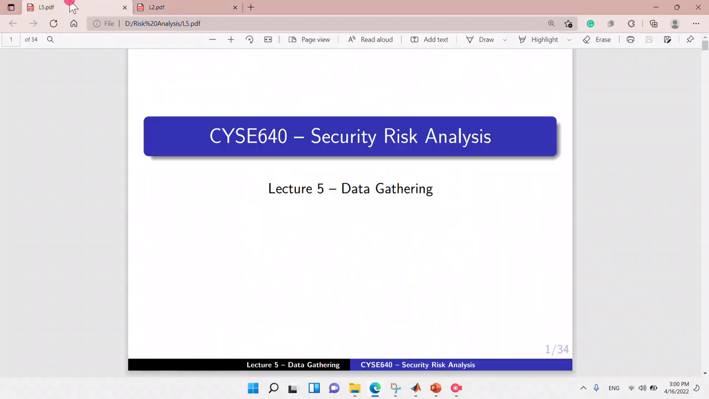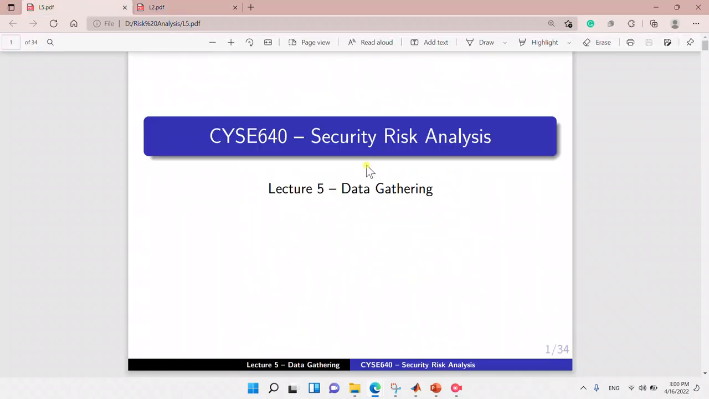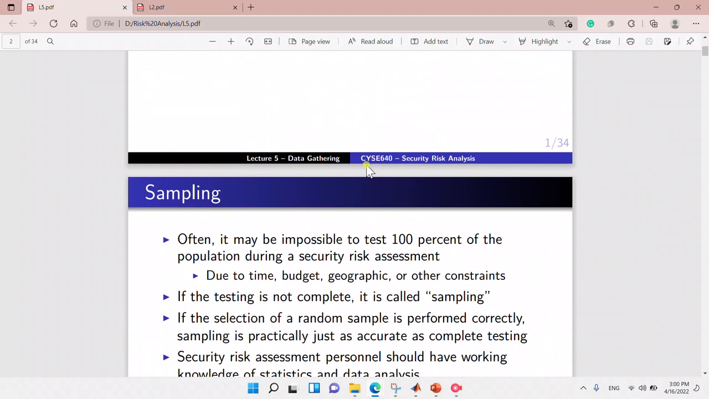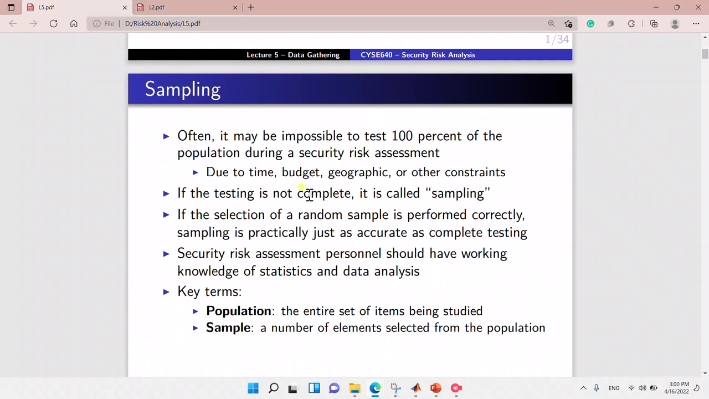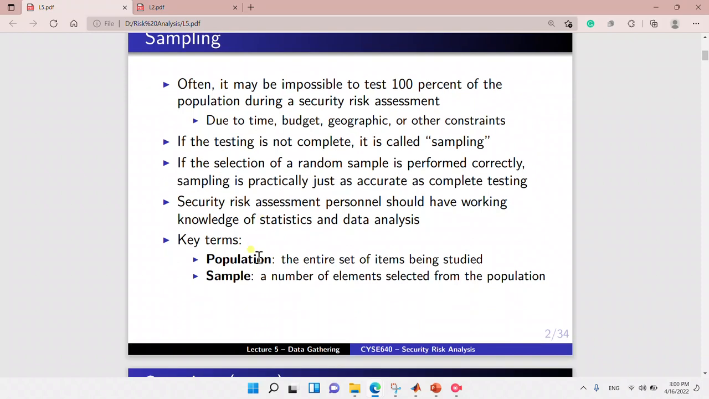واخر phase هو risk analysis، راح ندرسه في the other slides. Okay, so in data gathering, the first concept we have is sampling. So we don't check all the equipment. We do sampling and we check some of the equipment because we don't have enough constraints to check all.